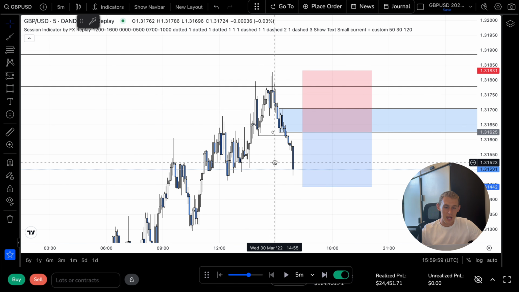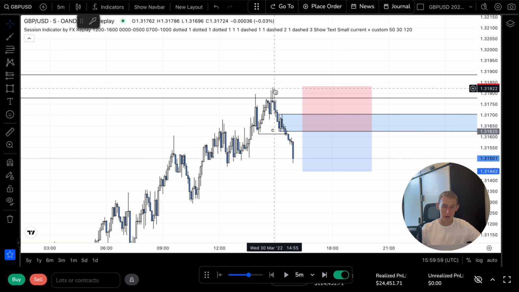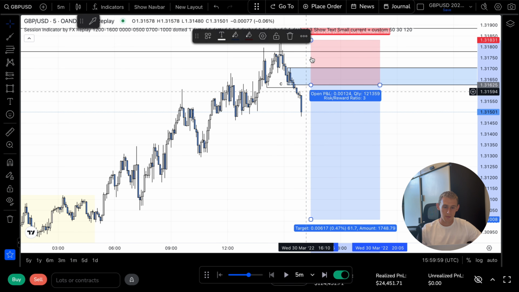That's all I really need to see. As long as the risk to reward makes sense and as long as I can have my stop above the high or below the low, this trade is completely valid and I'm just going to execute it.